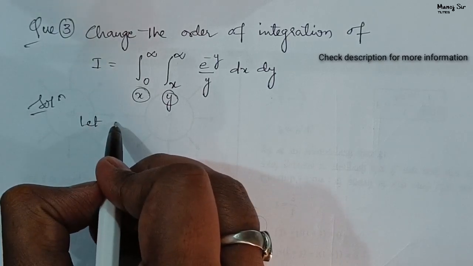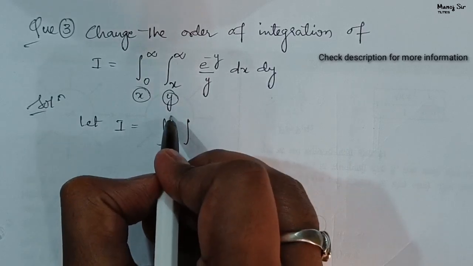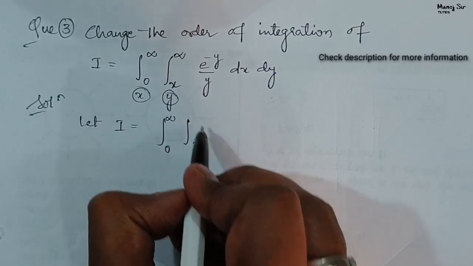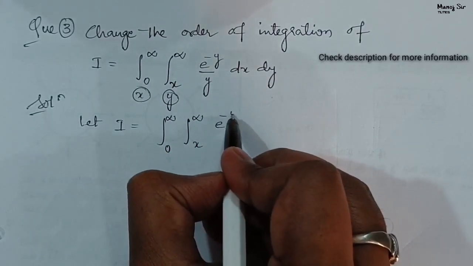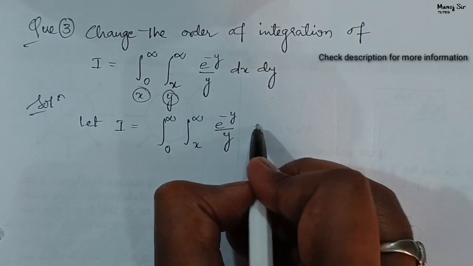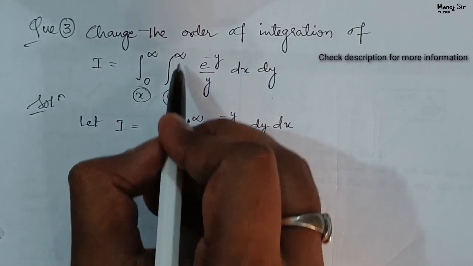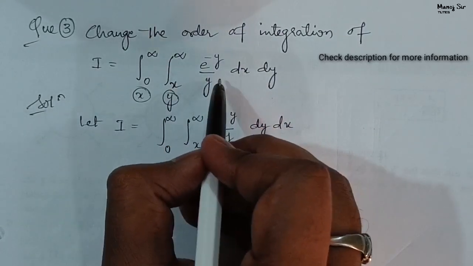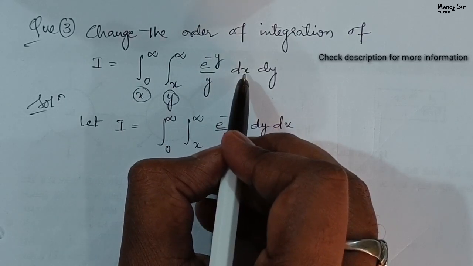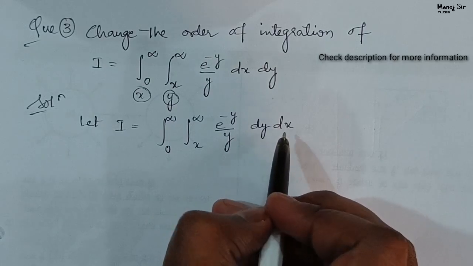So we can say given I equals to double integral 0 to infinity, x to infinity, e to the power minus y upon y. The order of integration should be dy dx. Why? Because this is the limit of y. So first we have to integrate this function with respect to y. So here in place of dx, it should be dy, then dx.